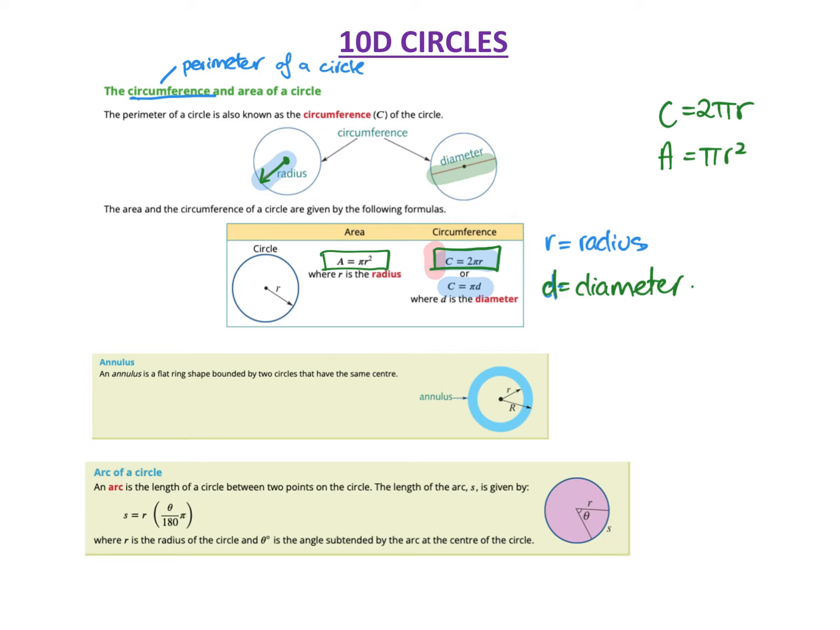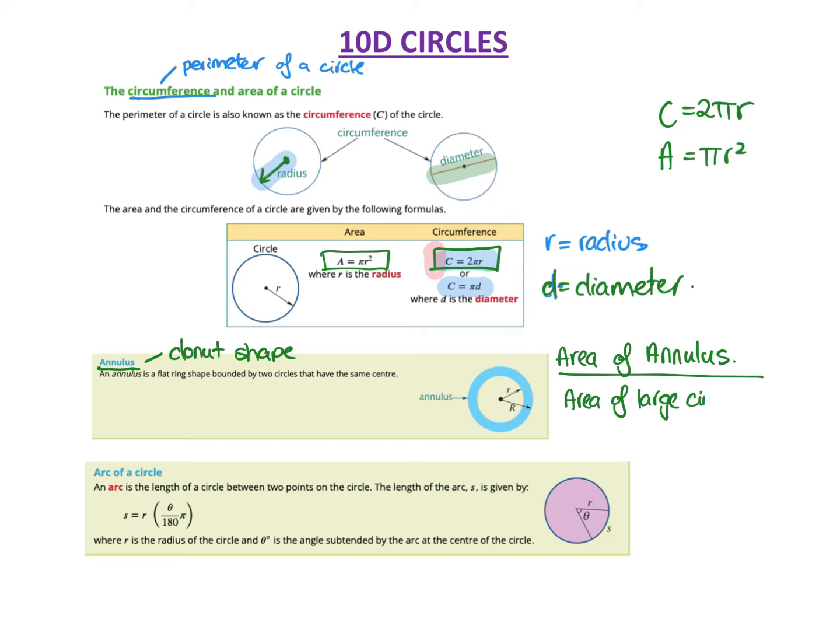You're going to get asked to find maybe this annulus. Now, an annulus, often kids will just know it as the donut shape. It doesn't matter if you want to call it the donut shape. So when we're finding the area of an annulus or the donut, what you do is you find the area of the large circle and you minus the area of the small circle.